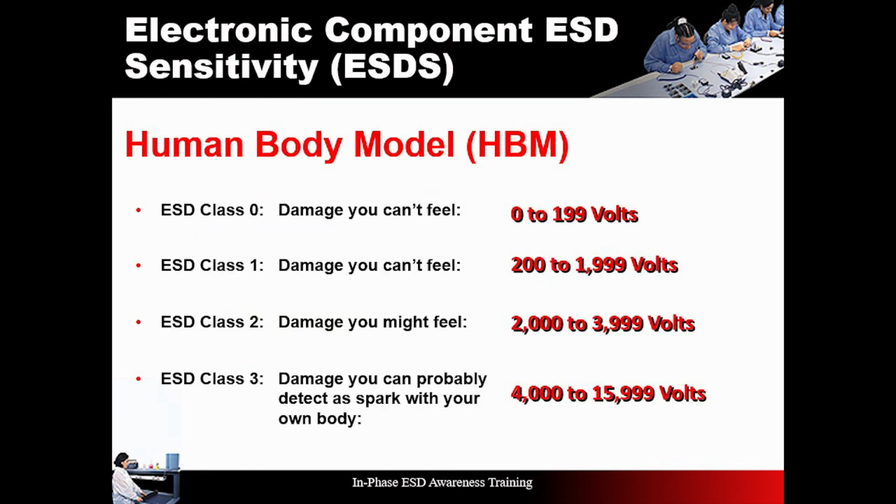The human body model differentiates ESD into 4 classes. Class 0 is damage you can't feel. This can be up to 199 volts. Class 1 also cannot be felt, but can range from 200 volts to 1999 volts. Class 2 ranges from 2000 to 3999 volts, and this is voltage you might be able to detect. Class 3 is damage that you can detect as a spark, and is classified as 4000 to 15999 volts.